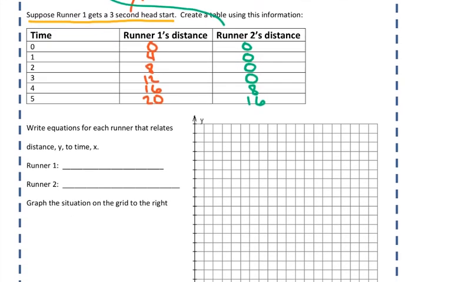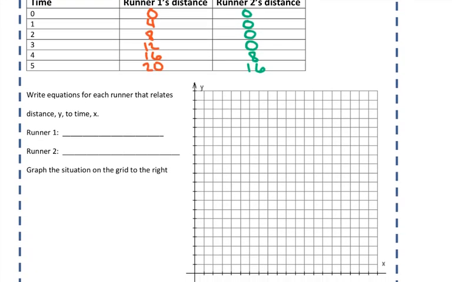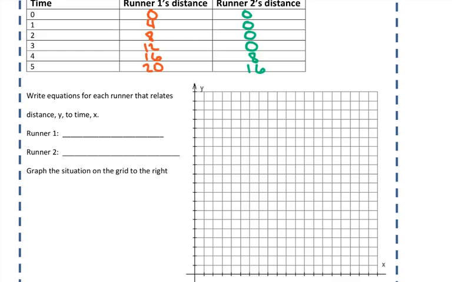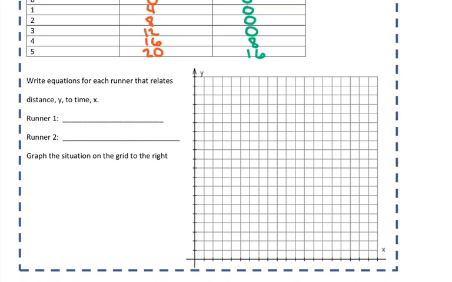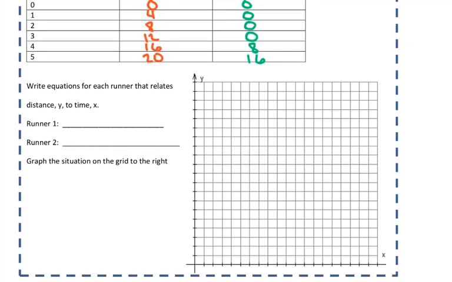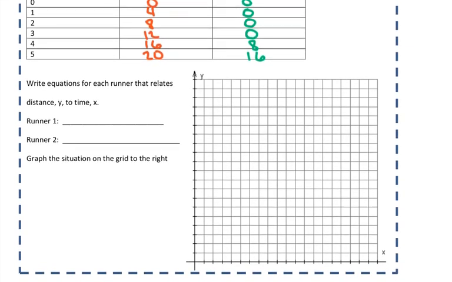And now we're going to come down here and put that information in the graph that you see, and we have to come up with equations for those runners. So I'm going to go back to runner 1, and I am going to plot points on my graph. So before I do that, let's go ahead and put some labels on the graph and some scales. So the y-axis, it says y is distance, and distance is in yards. So I'm just going to put yards here.